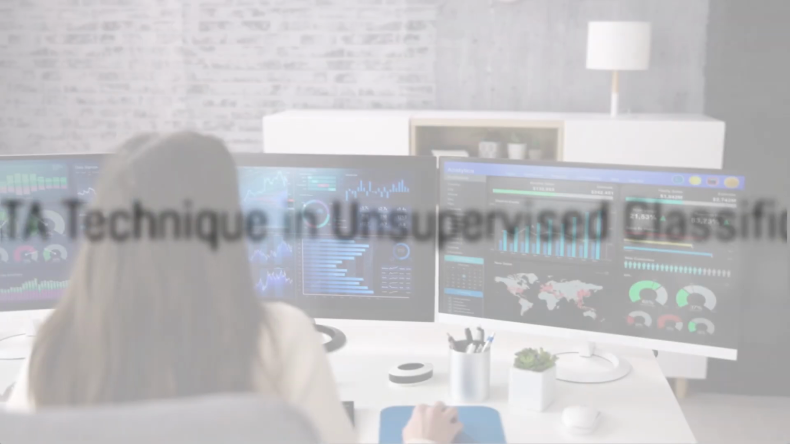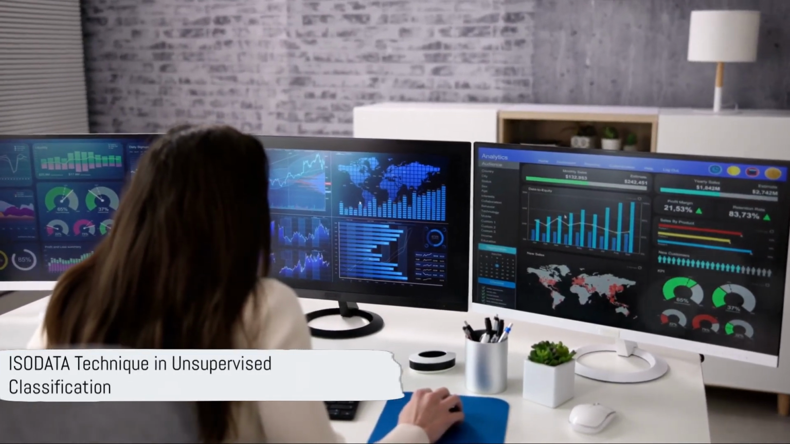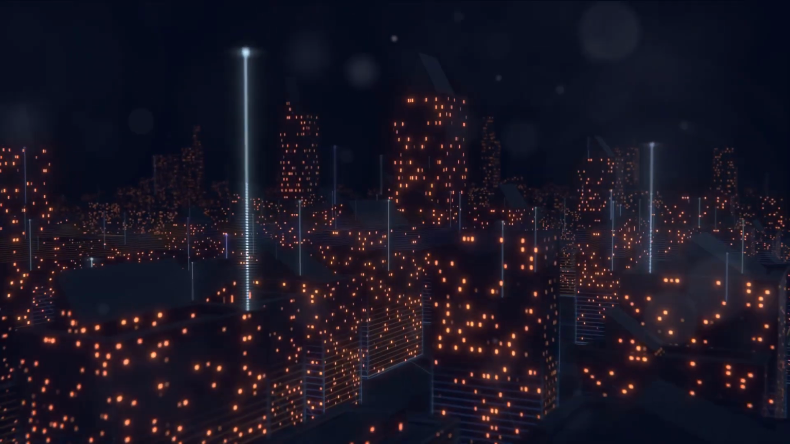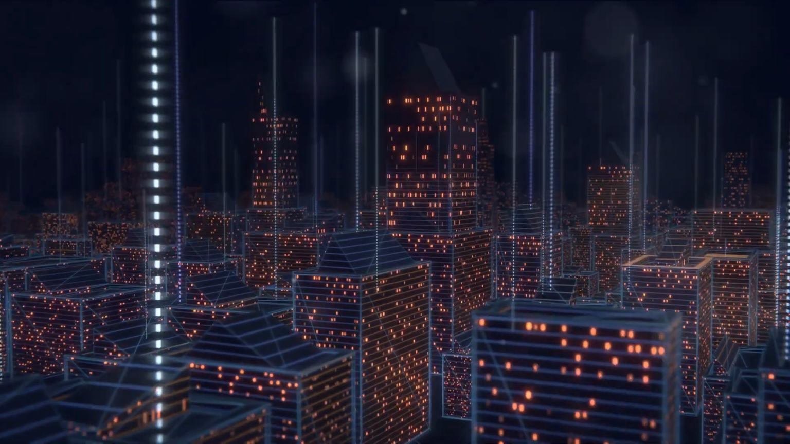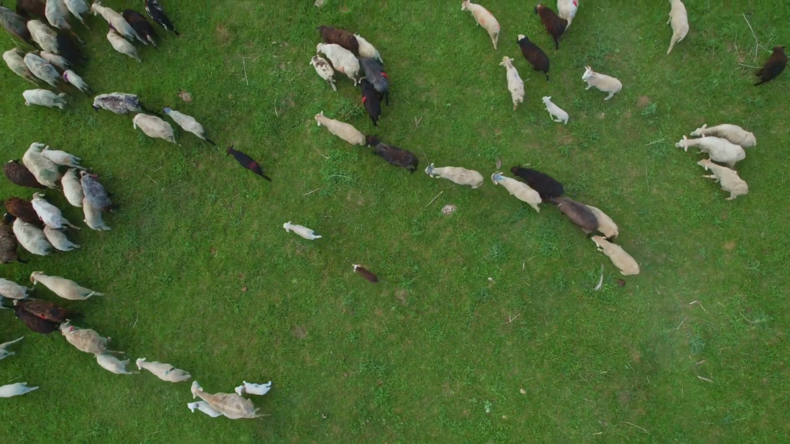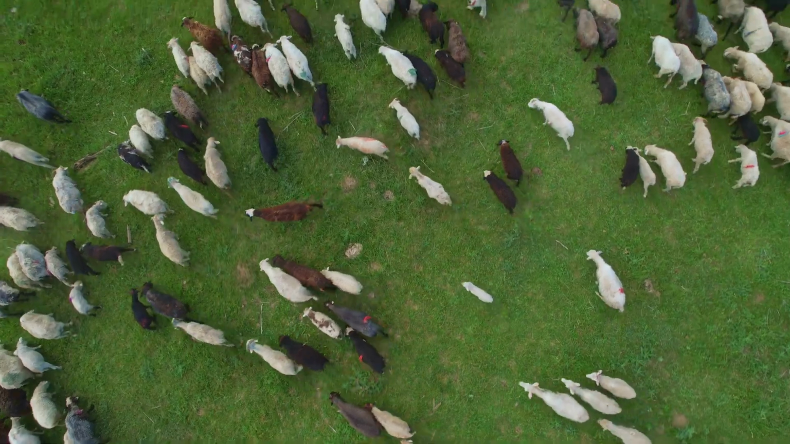Now, let us delve a bit deeper into the techniques used in unsupervised classification. The iterative self-organizing data analysis technique, or ISAData, is one such method. ISAData calculates class means evenly distributed in the data space, then iteratively clusters the remaining pixels using minimum distance techniques. It's like a shepherd, constantly herding and reherding its flock until all the sheep are grouped just right.